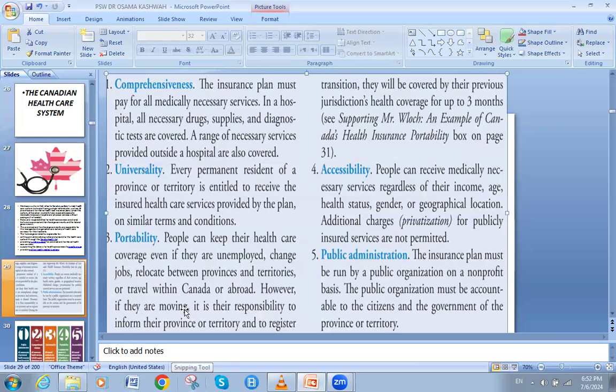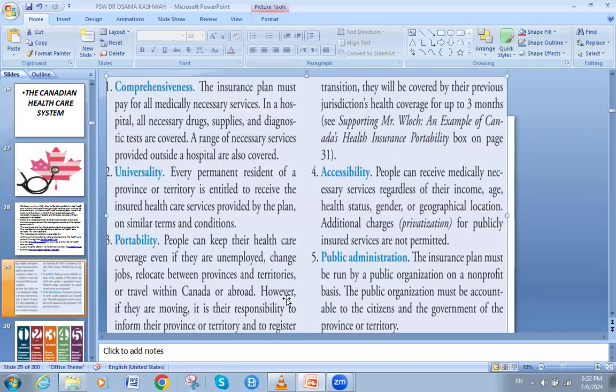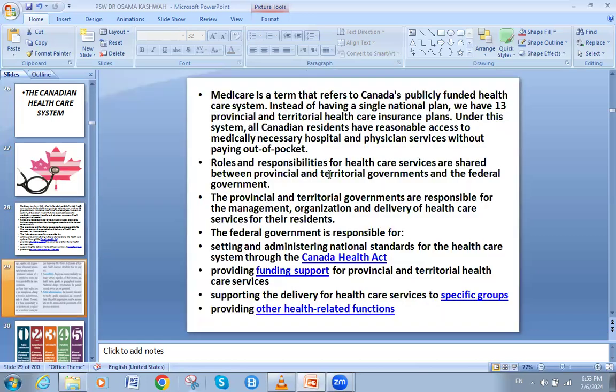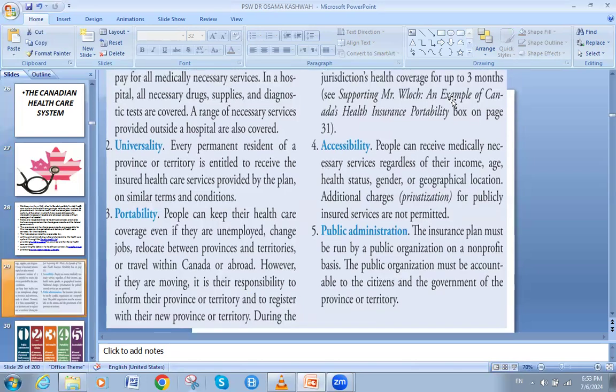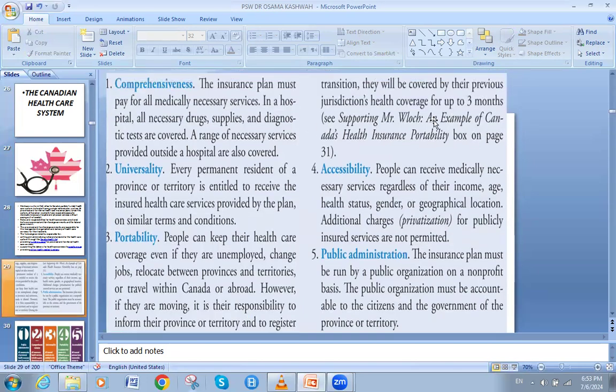However, if they are moving, it is their responsibility to inform the province or territory and to get registered. So if I'm moving from Toronto, Ontario to Alberta or Quebec, I have to inform the province there that I have newly moved here, so that I can be eligible to apply for and gain the healthcare service.